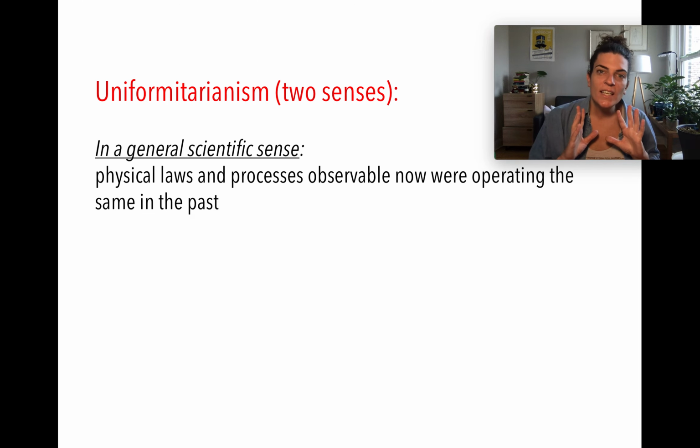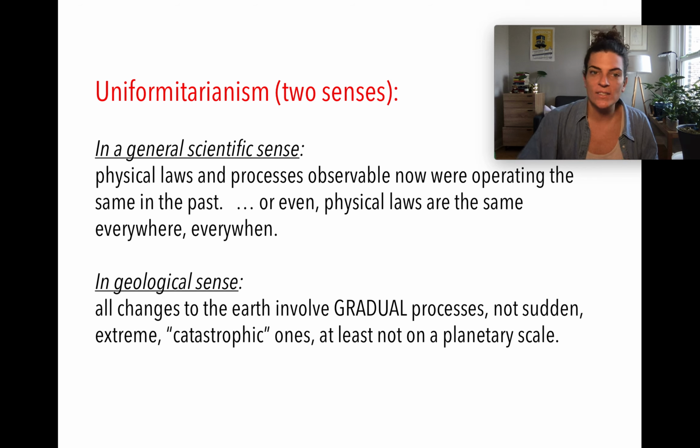In the geological sense, uniformitarianism is the theory that all changes to the Earth involve gradual processes, not sudden, extreme, or catastrophic ones, and that they are as uniform now as they were then. The same processes now are the same processes then, and so we can infer that the Earth is very old. We can expand this concept, and this is super important, so make sure you really understand this, and if you don't, write down notes to ask me questions.